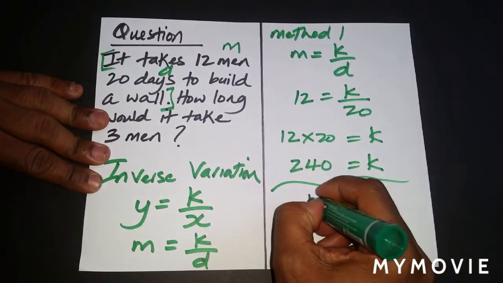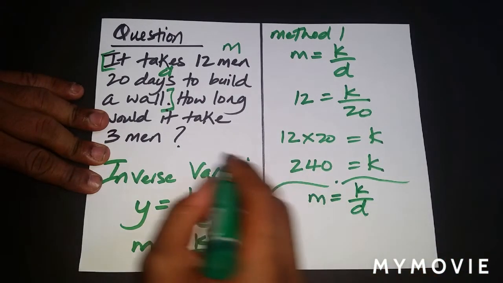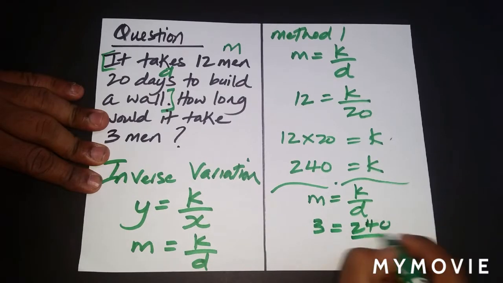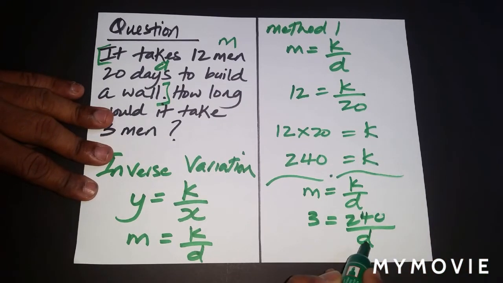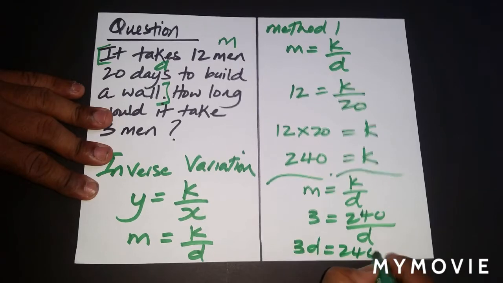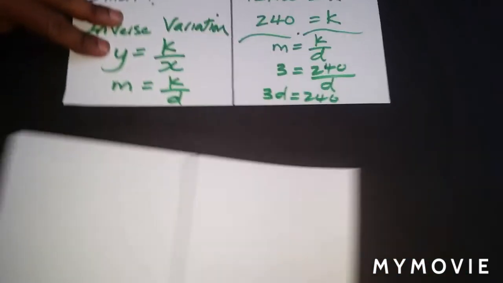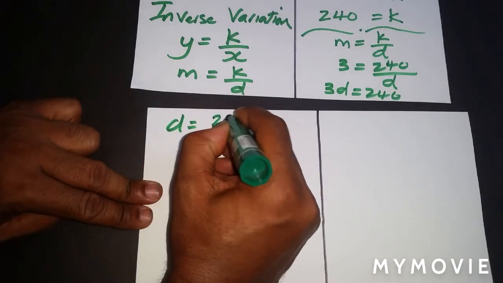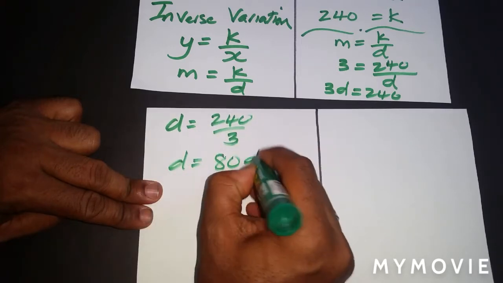So the number of days is what is required. Again, I'm going to write back this formula, m equals k over d, and we have 3 men now. K is 240, and the number of days is what we need to find. Now we need to transpose for d. So d times 3 is 3d, and that is 240. And now to find d, we're simply going to divide 240 by 3. So d would be equal to 240 divided by 3, which would be equal to 80 days.